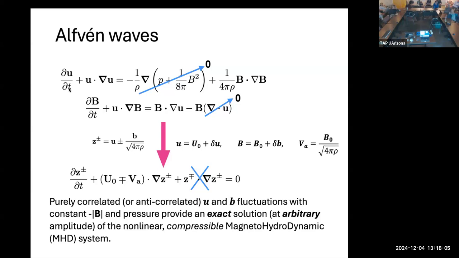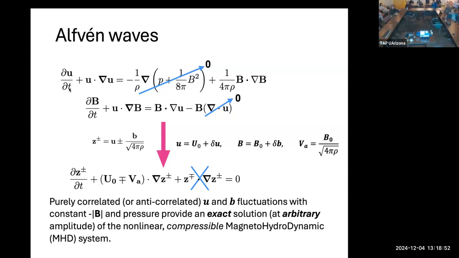And so when you neglect this term, you just end up with an advection equation for these fields, Z plus and Z minus. So Z plus and Z minus each represent Alfvén waves propagating parallel or anti-parallel, respectively, to the mean field. And they are also advected by a mean flow if it exists. And what all of this means is that purely correlated or anti-correlated velocity and magnetic field fluctuations with constant magnetic field strength and pressure provide an exact solution at any arbitrary amplitude. So these don't need to be small amplitude waves, they can be very large, of the nonlinear compressible magnetohydrodynamic system.